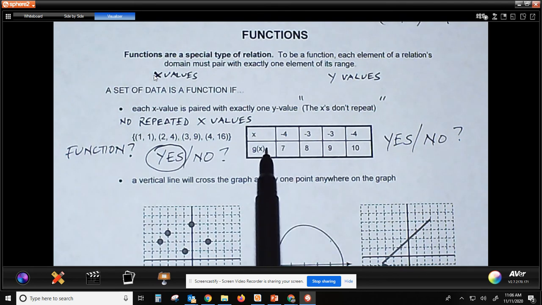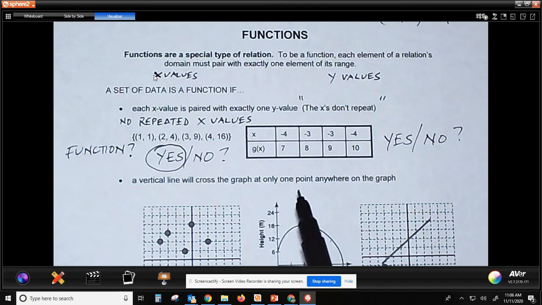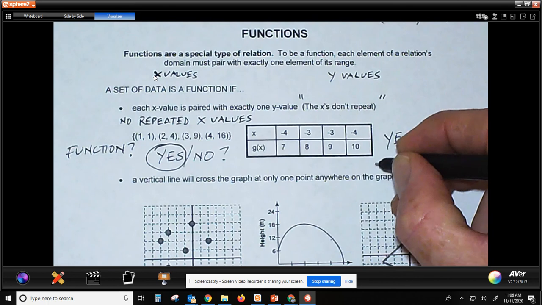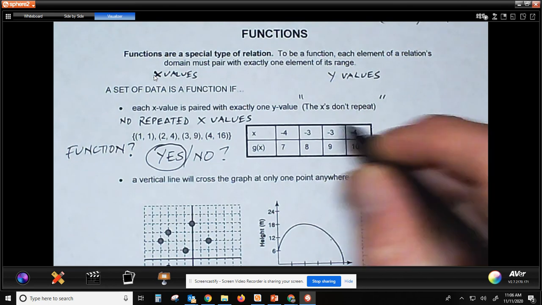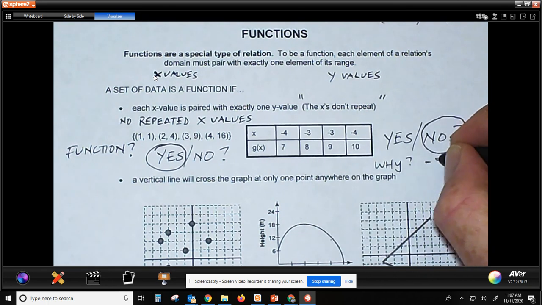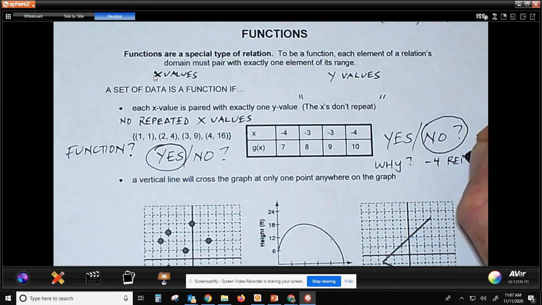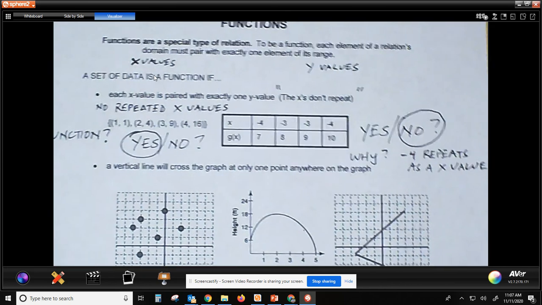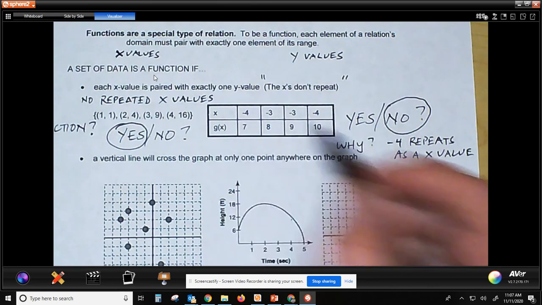A little different form of presenting data here. They give me an x. Say again, Tony? Yeah, this one says Tony on the other side of the room is a no. Why? And if you can't hear it at home, -4 repeats. Also, -4 repeats as an x value. So this kind of breaks the rules of a function.